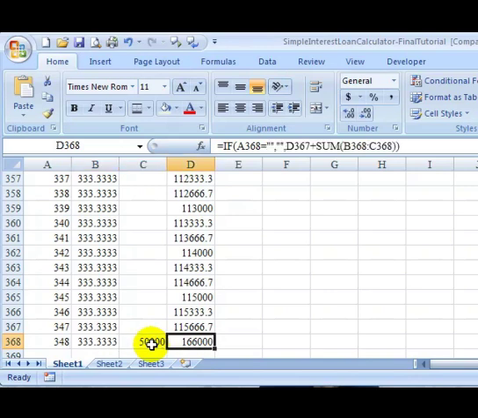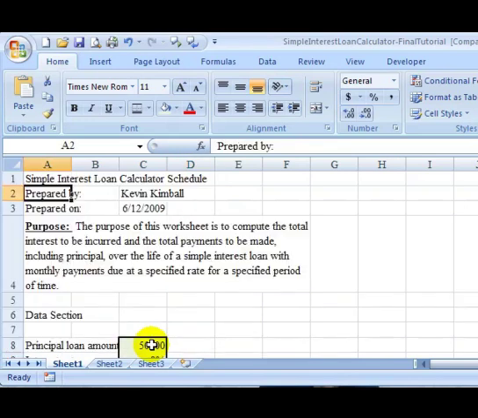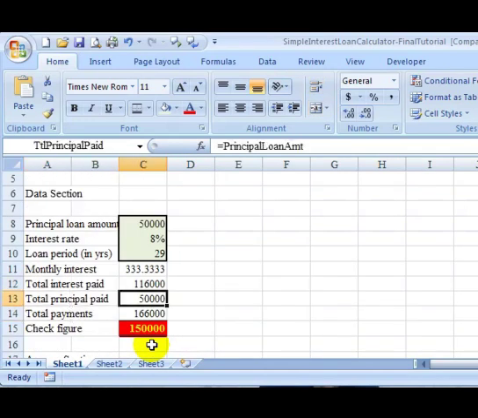$166,000 as the total payments. And if I go home and compare, it is $166,000. So it seems like my check figure is wrong.